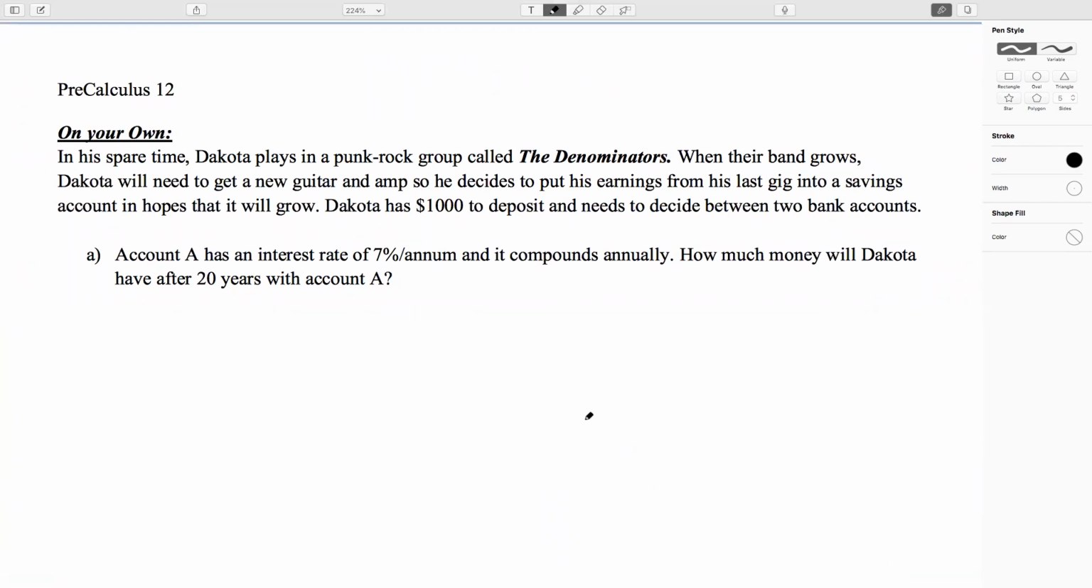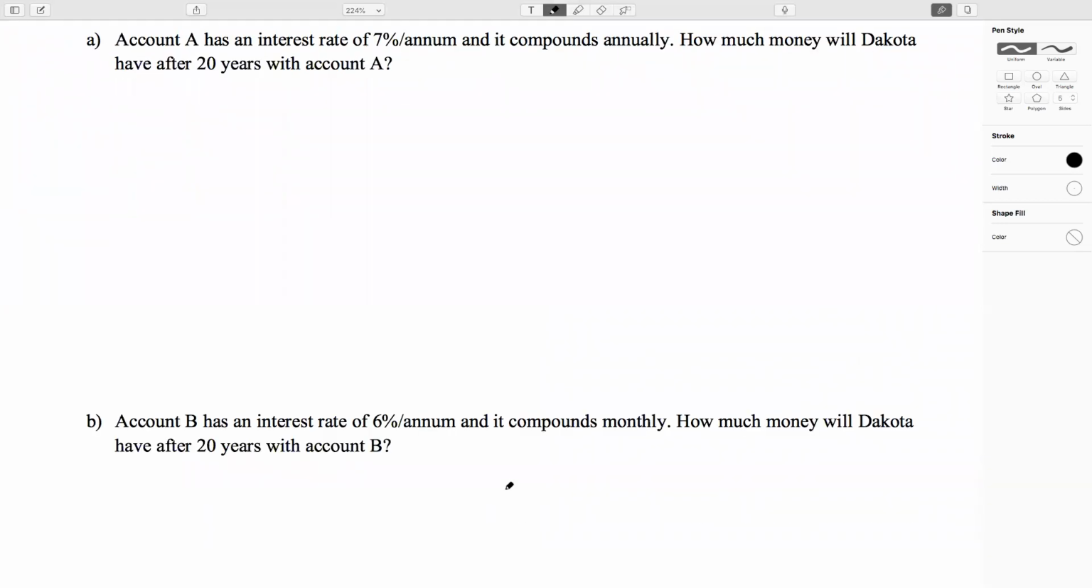Account A has an interest rate of 7% annually, compounded annually. How much money will he have with account A after 20 years? Account B is 6% annually, but it compounds monthly. How much money will he have with account B in 20 years?